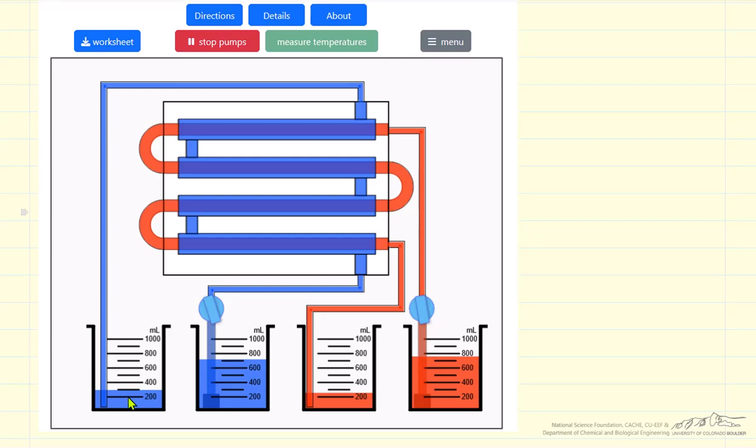We can measure the temperature of the outlets. We can calculate rates of heat transfer. And since there are two types of experiments, we can look at effects of flow rates. We can also look here at flow rates by changing the openings of the valves. So let's look at this simulation.